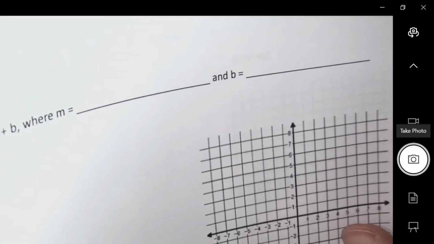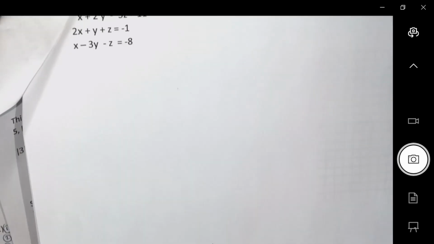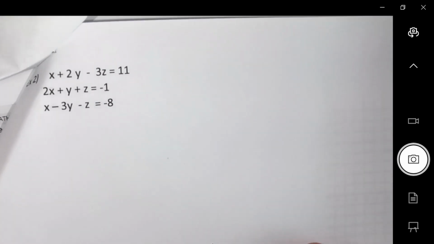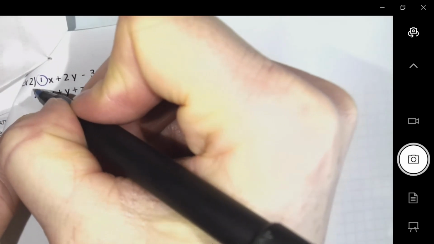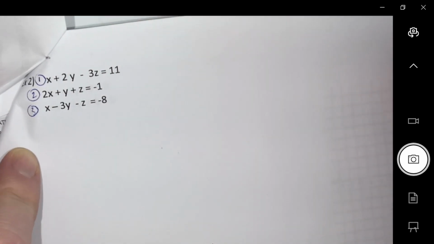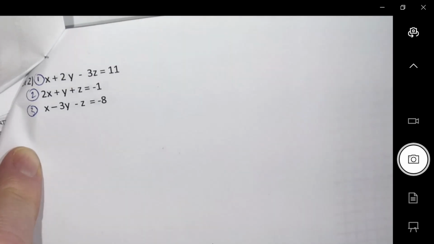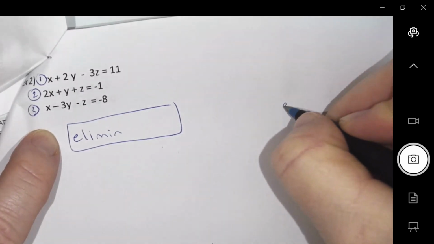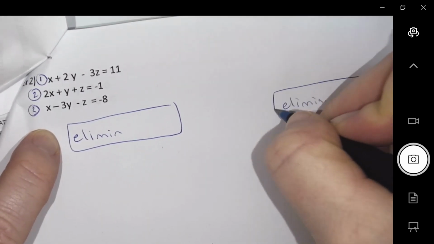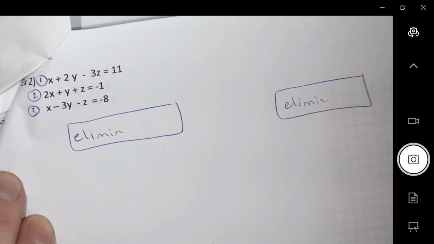Okay, let's do one more. First thing I do is start my organizing. So I got 1, 2, and 3 equations. Next thing I do is I commit to eliminate. What do you want to commit to here? Which one looks the easiest? You got to do it twice.